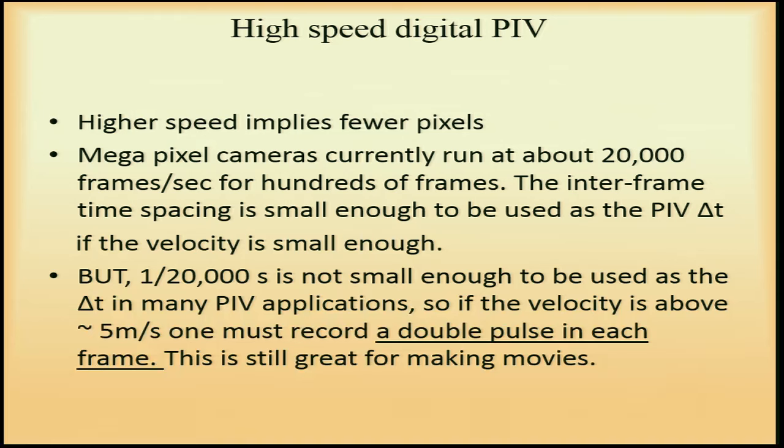So these cameras aren't fast enough to really replace the idea of using a double pulse and recording two images. So, for example, I calculate if you don't let the particles displace more than a quarter of a millimeter, that 5 meters per second is about the maximum velocity where you could use the camera framing as a delta T.